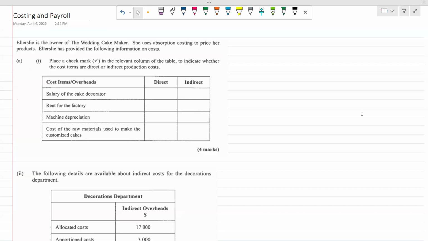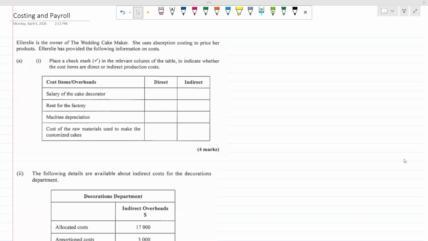All right, today we're looking at costing and payroll questions. We're going to begin with Elizzy. Elizzy is the owner of the wedding cake maker. She uses absorption costing to price her products. Elizzy has provided the following information on cost.